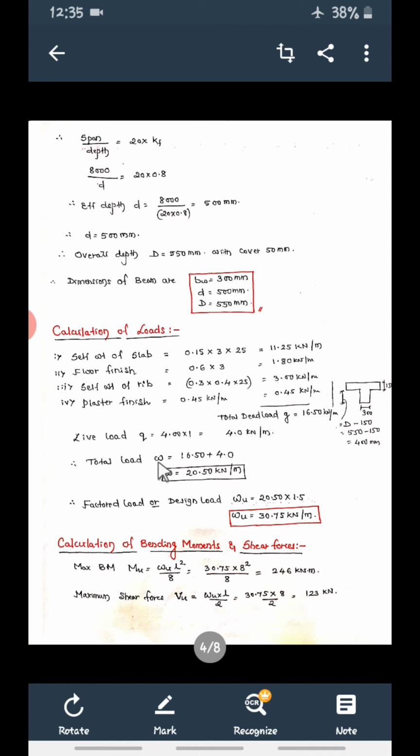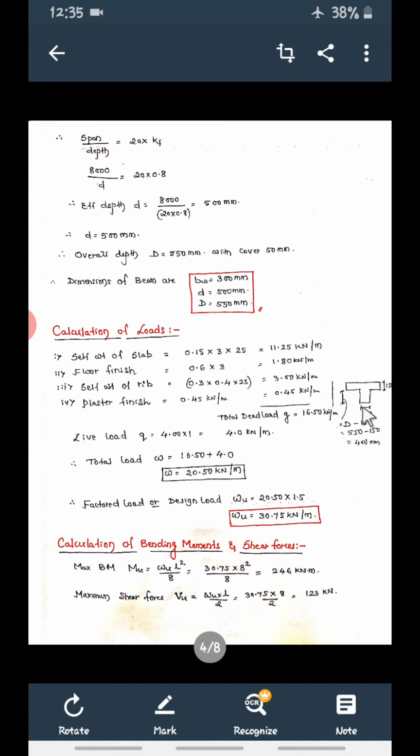The total working load, small w, is equal to 20.5 kilonewton per meter. This is w, not wu: the working load, or service load. So multiply by 1.5 to get the factored load. wu is equal to 20.5 into 1.5 factor. So we'll get wu now. This is the total load which will be coming on this T beam.